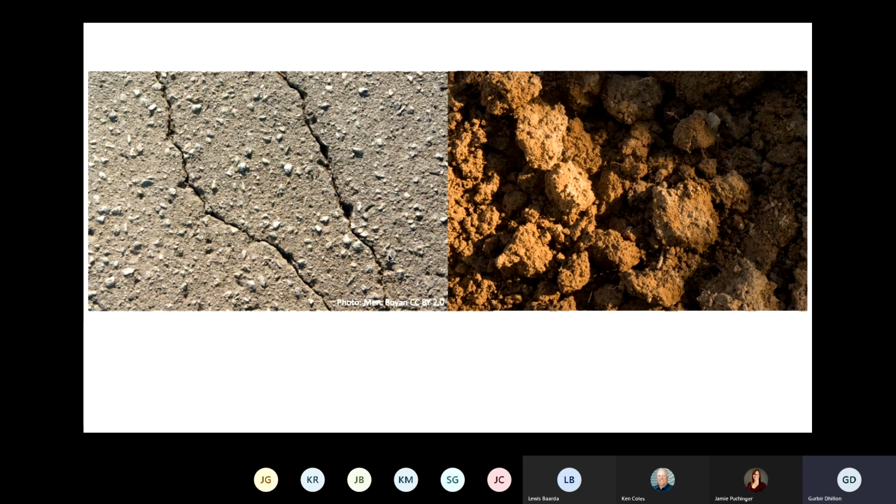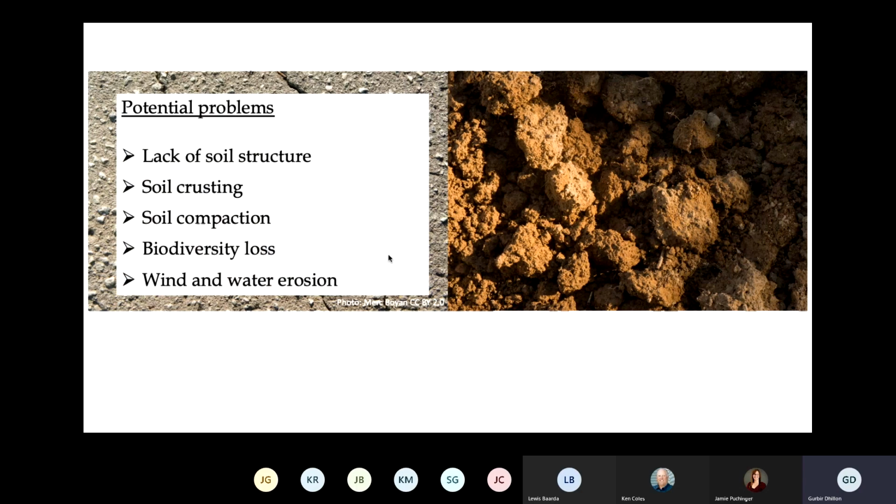So the potential problems that arise in an unhealthy soil are a lack of soil structure due to lack of aggregation, which also leads to crusting of the soil or compaction, especially if heavy farm operations are carried out on these soils. Irrigation and rainfall water is lost due to excess runoff, and that also causes a deficit of moisture in these soils, which ultimately leads to the loss of biodiversity.